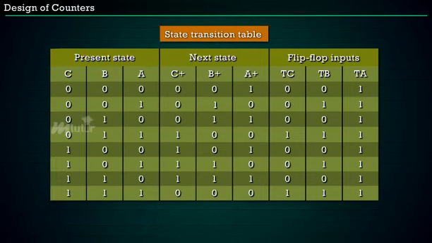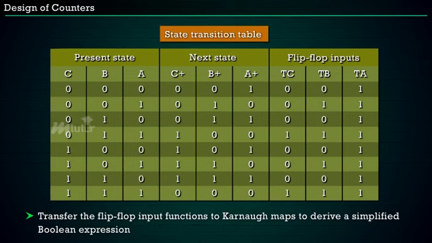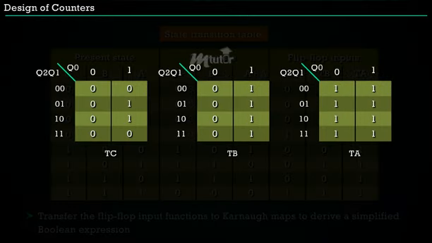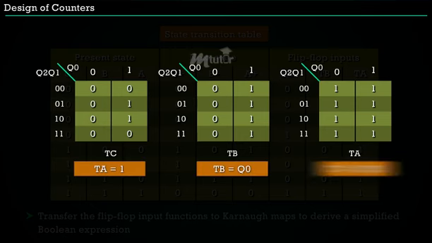Now, the next step is to transfer the states of the flip-flop inputs from the excitation table to Karnaugh maps to derive a simplified Boolean expression for each flip-flop input. The K maps for TC, TB, and TA are represented as shown. The expressions obtained from the K maps are displayed.